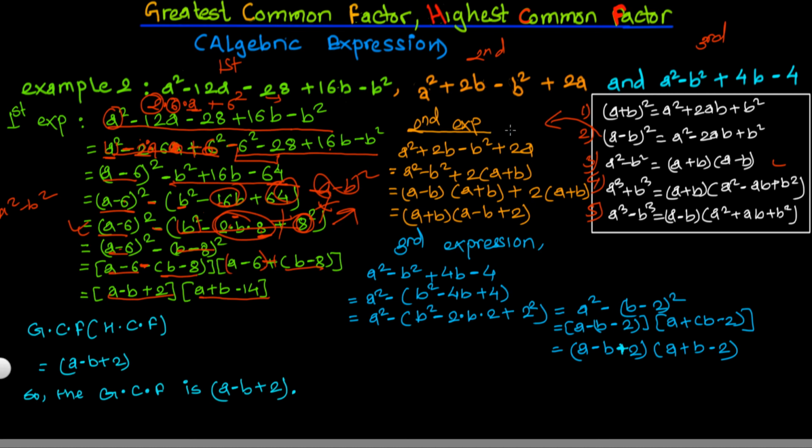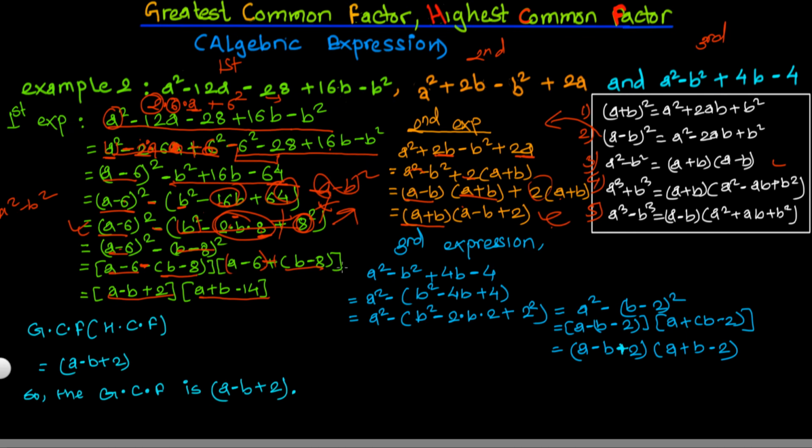Now let us see the second expression. The second expression is relatively easier because it's a little bit simpler: a square plus 2b minus b square plus 2a. In a square minus b square we can put it together, whereas in 2b and 2a we can take 2 common, which will become 2 times a plus b. Now this is a minus b times a plus b, plus 2 times a plus b. From these two terms we have a plus b common, so I take a plus b common. In the first term I will be left with a minus b, whereas for the second term I have only 2, so a minus b plus 2.